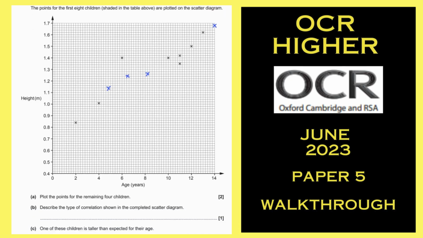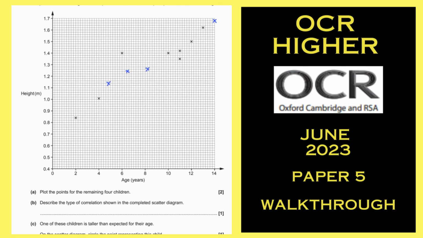Part B then says, describe the type of correlation. Although it's given you a full line, it's only asking you to describe the correlation. It only needs that one word, positive. It's not asking you to describe the relationship. It's not asking for any waffle linking the height to the age. It's only asking for correlation. It needs that word positive.